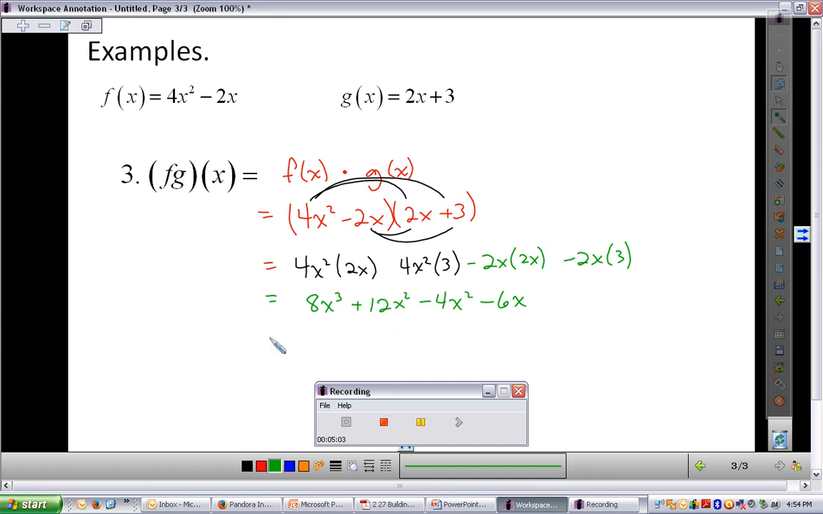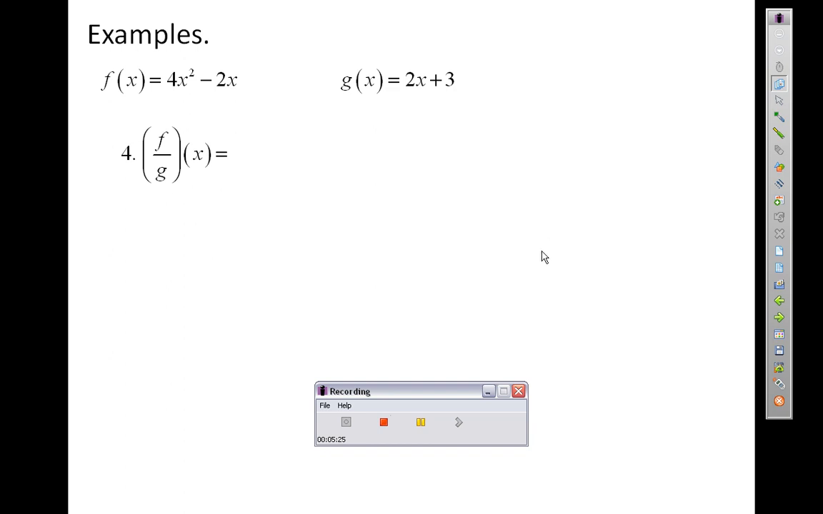Combine like terms here one more time in the middle, and I'm left with 8x cubed plus 8x squared minus 6x. So we've done adding, we've done subtracting, we've just completed multiplying. Now let's look at dividing.